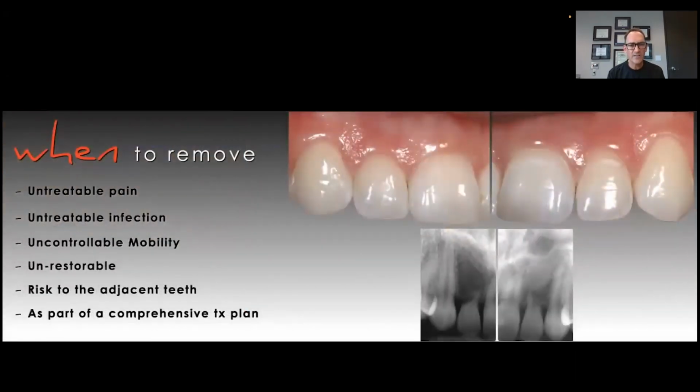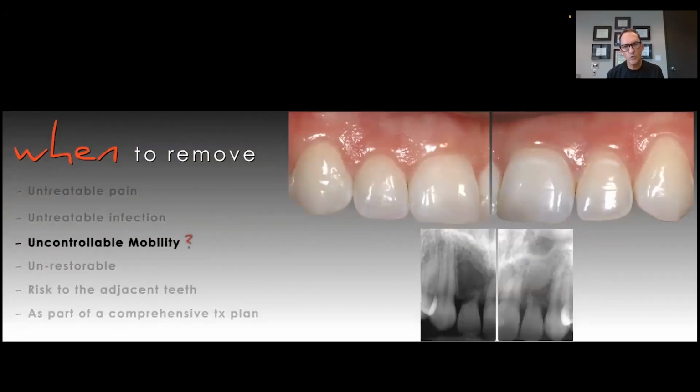If you go back to the list, it's not mobility. It's uncontrolled mobility. Have you ever done an exam on a patient and then you make the x-rays after you do the exam and the patient's already gone, and you look at the films and you go, oh my God, I would have never known that those laterals have no roots because the mobility wasn't an issue. But even if it was an issue, I would say, what if I splinted it to the canine? If I splint it to the canine and it's still mobile, now it's coming out.